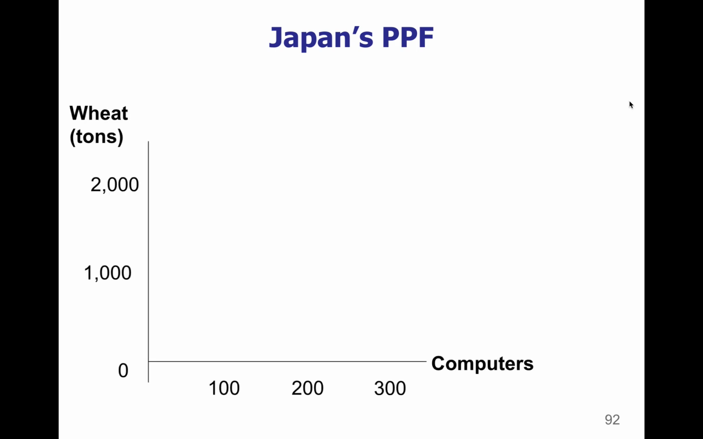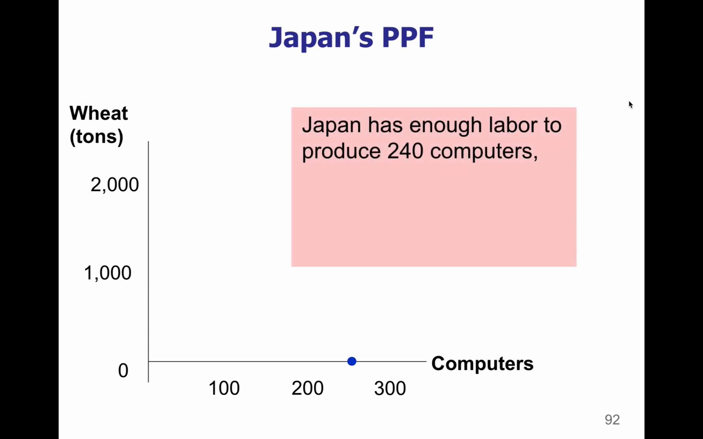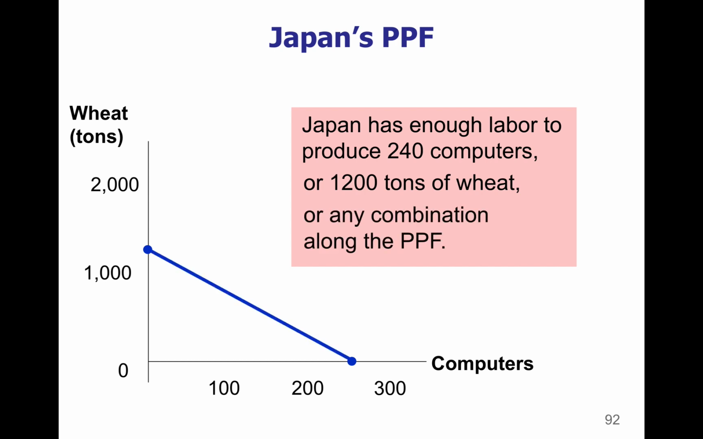So on your active learning, if you don't have it out, go ahead and get it out. You should have wheat on the vertical axis and computers on the horizontal. You should have figured out that if Japan uses all of their resources to make only wheat, they can make 1,200 tons of wheat. And if they make only computers, it's 240 computers. And then you should draw a line between those 2 points. And that means that anything along this line represents combinations of wheat and computers that they can make.